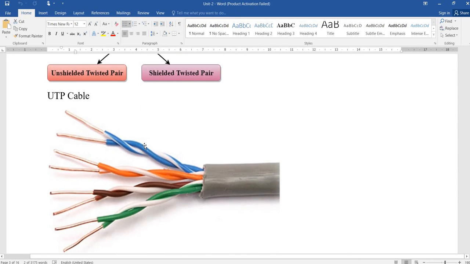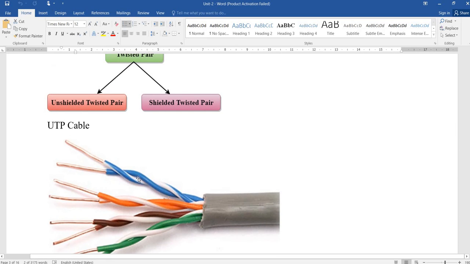Under this twisted pair, I hope that you already know this network cable. This is the network cable. Under this twisted pair cable, we have shielded and unshielded. UTP is the common one. Unshielded twisted pair is very cheap and very easy to install, very easy to crimp, and very easy to manage this type of cable. Under these UTP cables, we have 4 pairs of cables.